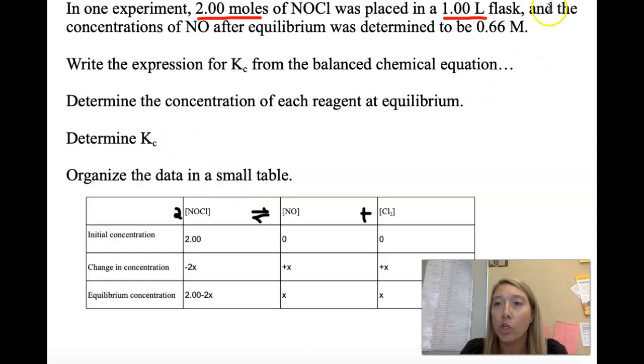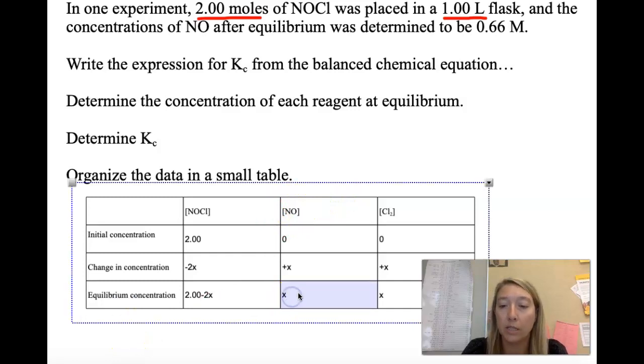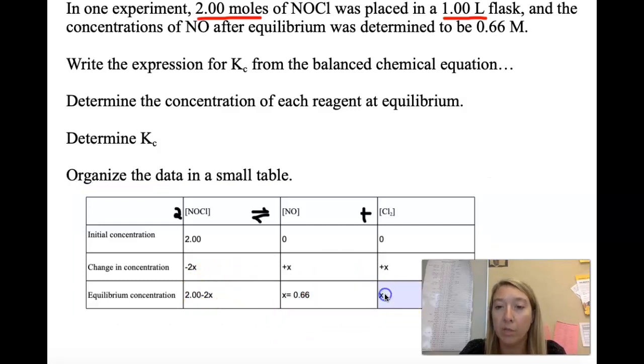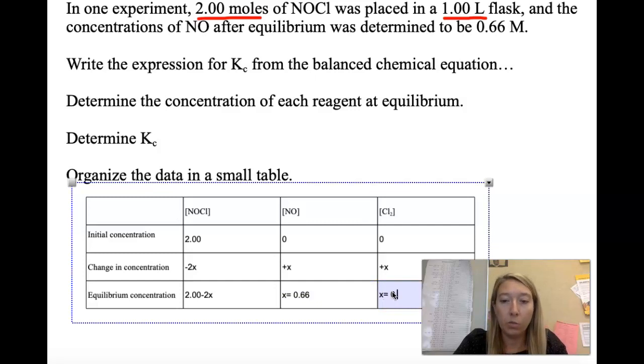If we go back to the question, it said the concentration of NO after equilibrium was determined to be 0.66. So that's telling me that for NO, the equilibrium concentration is 0.66, so I now know that x is equal to 0.66. Because I know what x is, I can figure out the equilibrium concentration for Cl2. Because Cl2 is also x, it's also going to equal 0.66. Then over here, we're going to do 2 minus 2 times 0.66, because we said 0.66 was the value of x, and we're going to get 0.68.